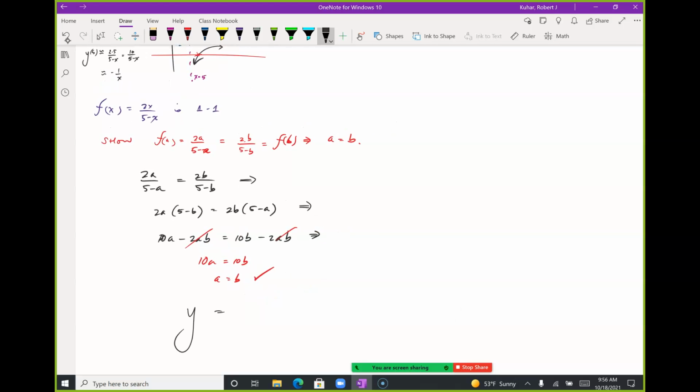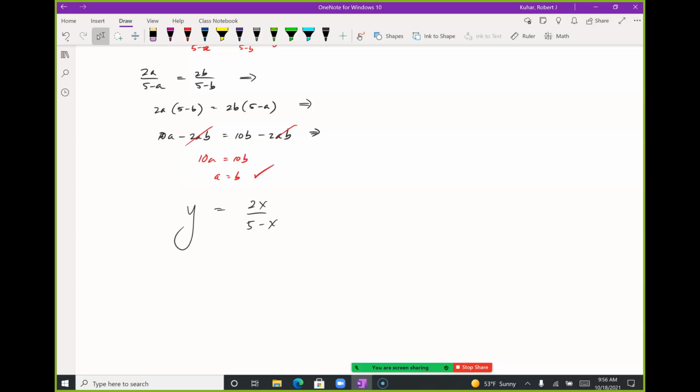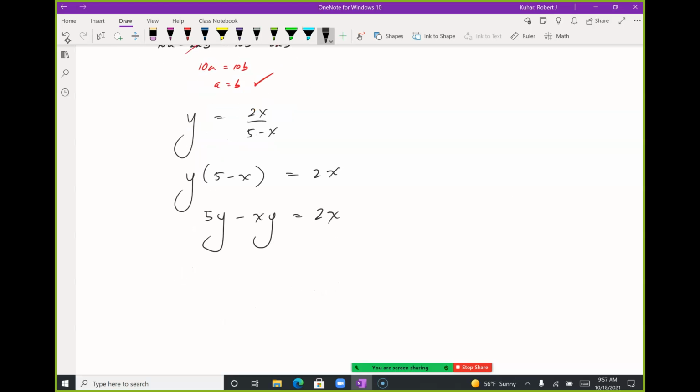So I start with y equals 2x over 5 minus x, and I solve for x and then you switch. So I'm going to cross multiply here. I'm going to distribute. When I isolate for x, I would like to do so with the minimum number of negative signs. If I move the 2x to the left and the 5y to the right, I'd have 3 negative signs. If I move the xy to the right, I have no negative signs. That's what I want.